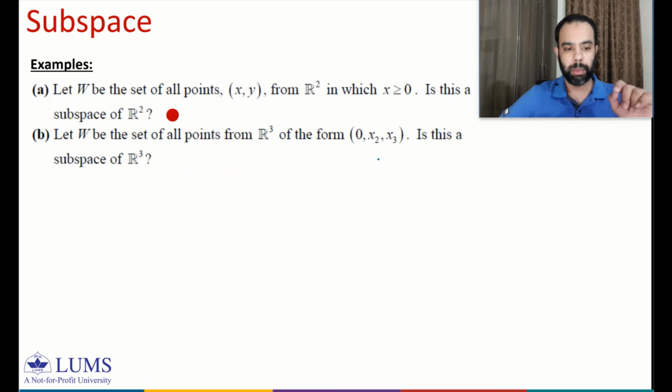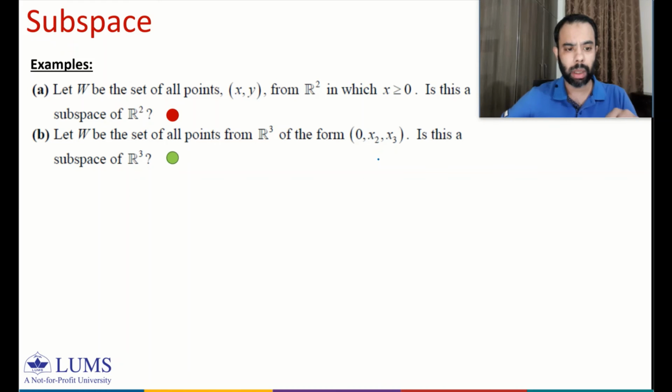What about part B, in which we have W that takes all points from R3 of the form 0, x2, x3? So what does this set represent? This set represents a two-dimensional plane along x2 and x3. This is in fact a subspace of R3, right? Because it satisfies all three properties. It contains 0, it is closed under addition, and it is closed under scalar multiplication. So this is a subspace.